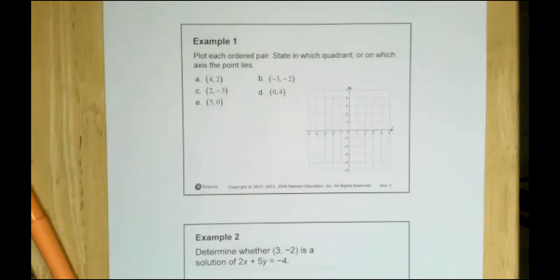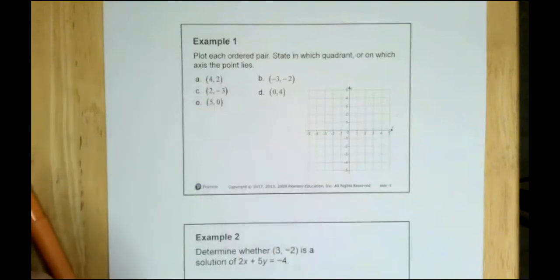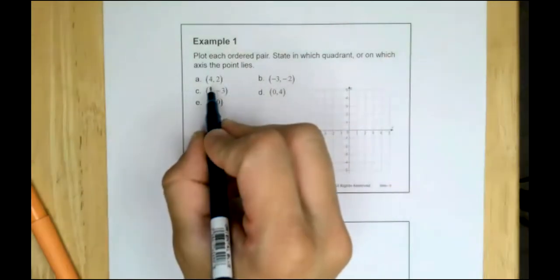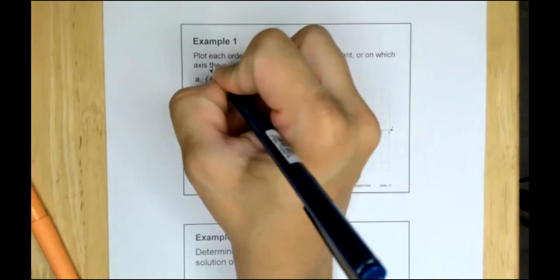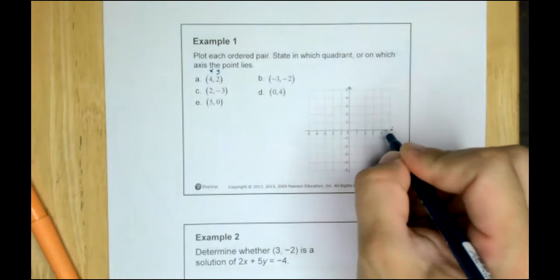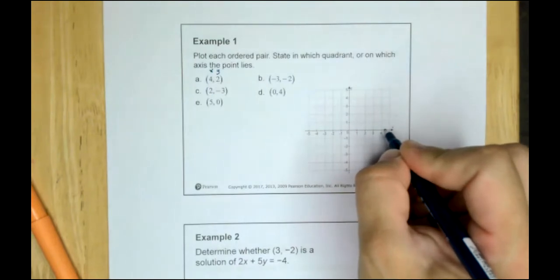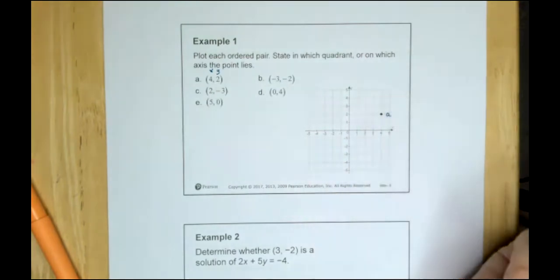Okay, so each of these has a letter. I'm going to plot the point, and then add a letter next to it so you know which point is which. This one says 4, the x is 4, the y is 2. So I'm going to go positive 4 on the x-axis, positive 2 on the y-axis, and then put the letter A. There's point A.